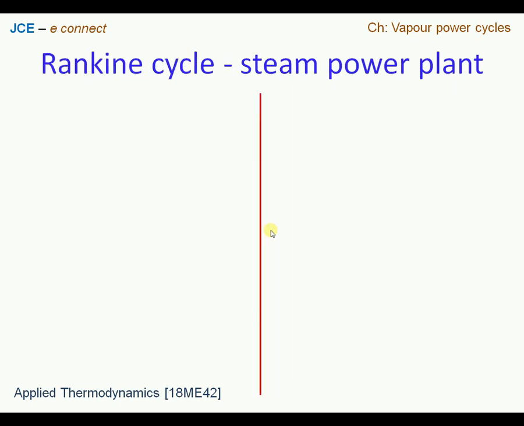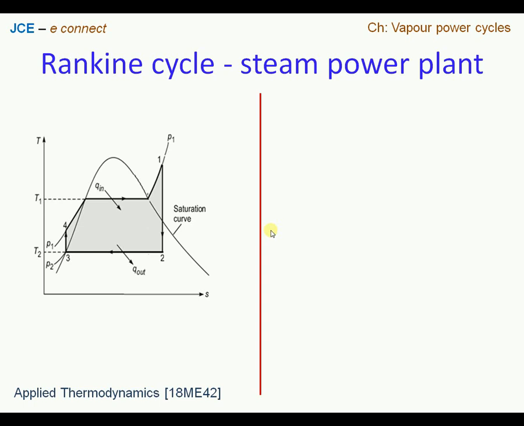So in the last class we have seen that the Rankine cycle is the suitable ideal cycle which represents the steam power plant, and we saw that there are various processes. There is a reversible adiabatic expansion process from 1 to 2, and 2 to 3 is the reversible and constant pressure heat rejection process, and process 3 to 4 is the reversible adiabatic compression process, and then the last process is from process 4 to 1, which is the reversible and constant pressure heat addition process.